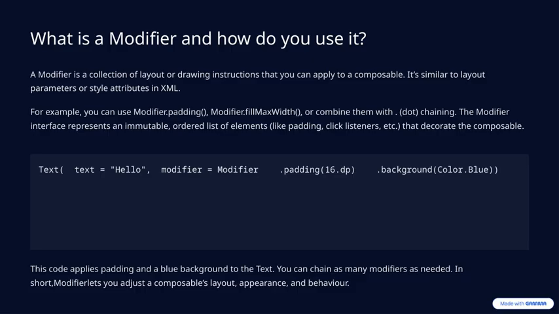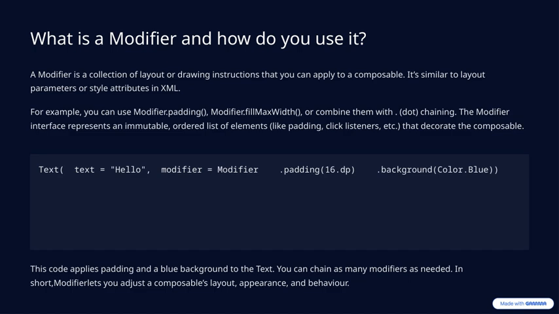So, what exactly is a modifier and how do we use it? Well, a modifier is basically a collection of layout or drawing instructions that you can apply to a composable. Think of it like layout parameters or style attributes in XML. It's a way to customize how your UI elements look and behave. For example, you might use Modifier.padding to add space around your element or Modifier.fillMaxWidth to make it stretch across the available width. And the cool part is you can combine these modifiers using dot chaining.